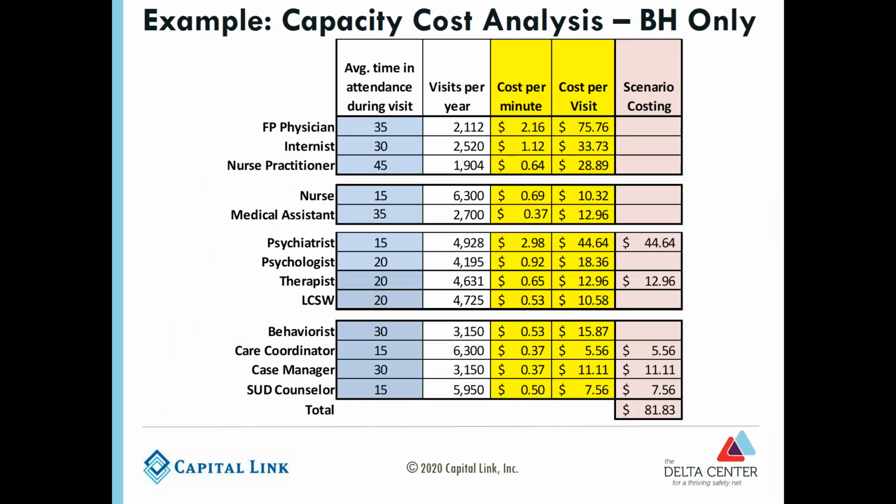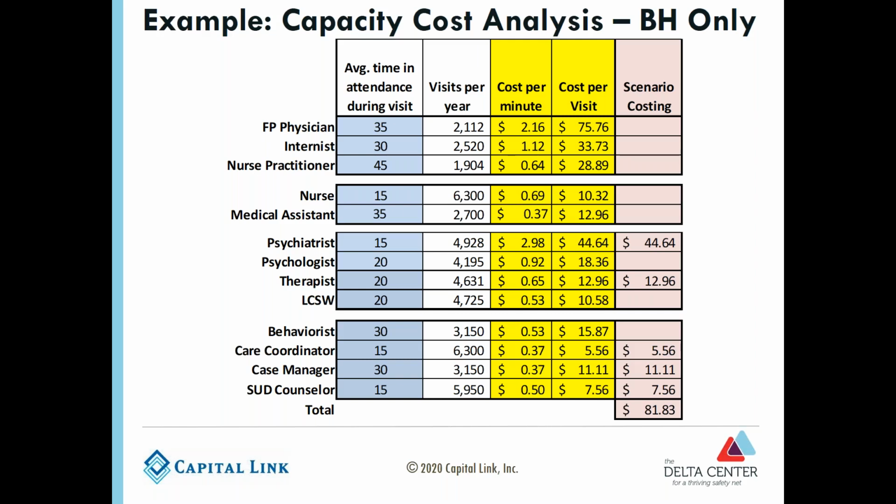Okay, so here's where we start to make the adjustments based on whatever our programmatic decisions have been. I didn't point it out in Bob's slide, but the first scenario that he talked about had a personnel cost of $81.83 per visit. So this was modeled at the same amount, so you do an apples to apples comparison. And the important column here is that blue column off to the left, where you have the average time in attendance during a visit.